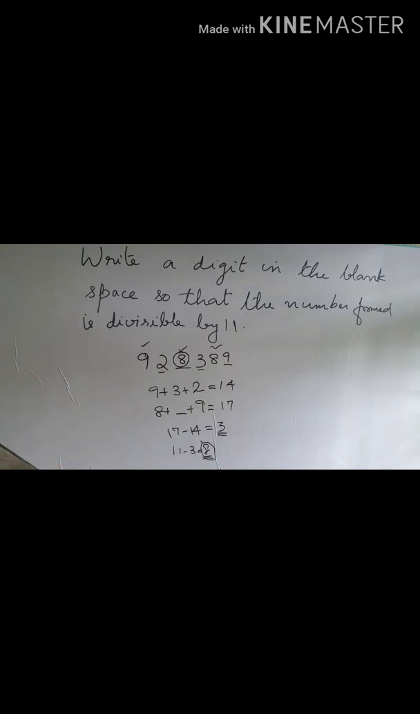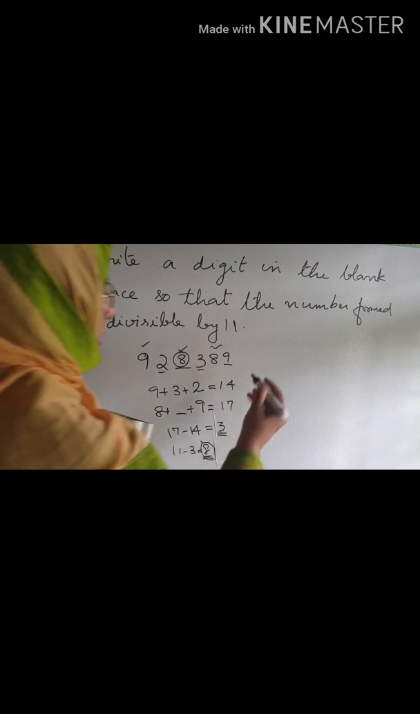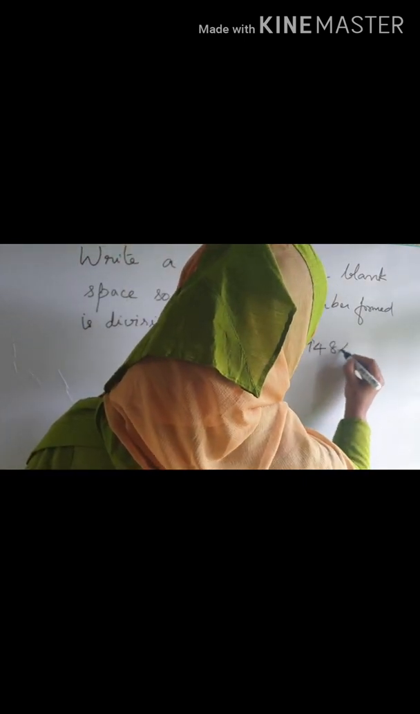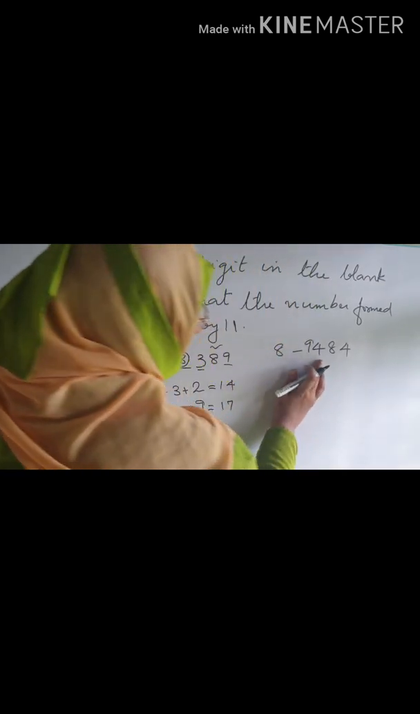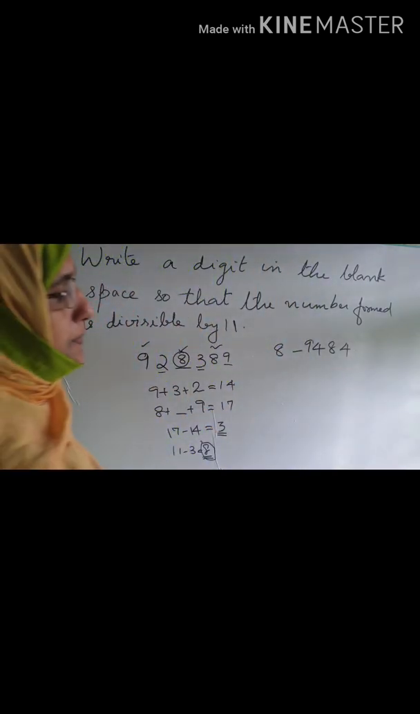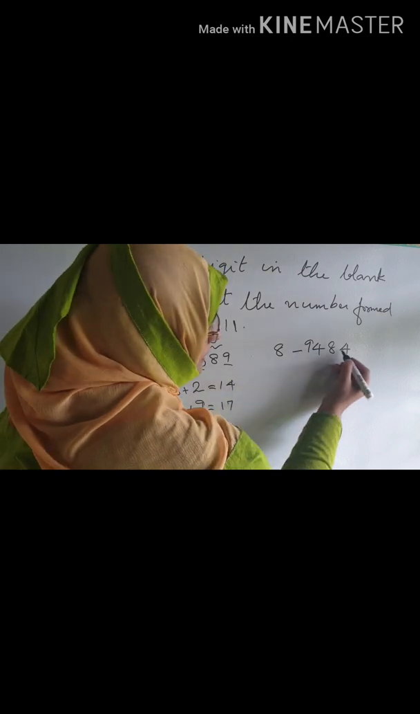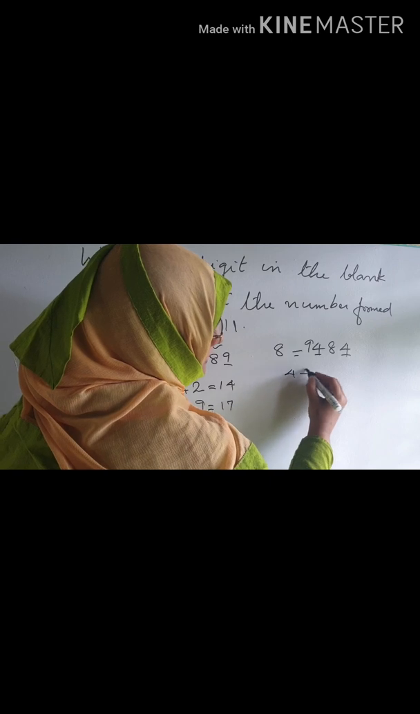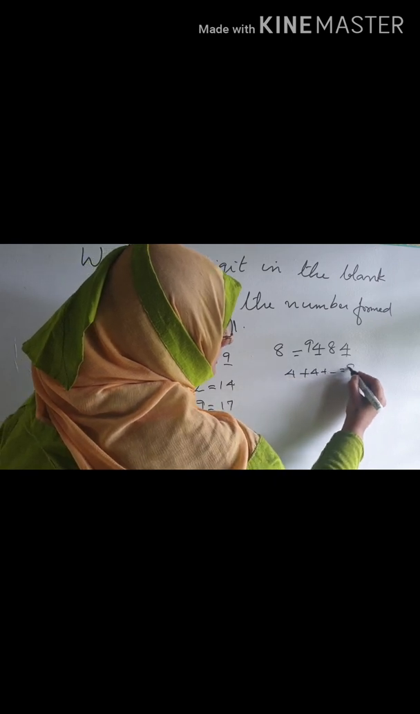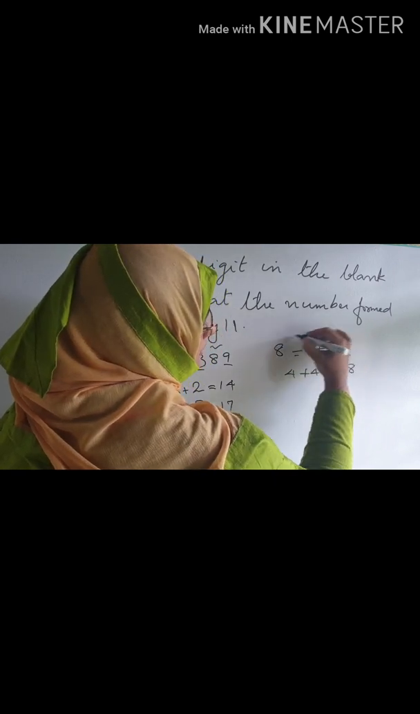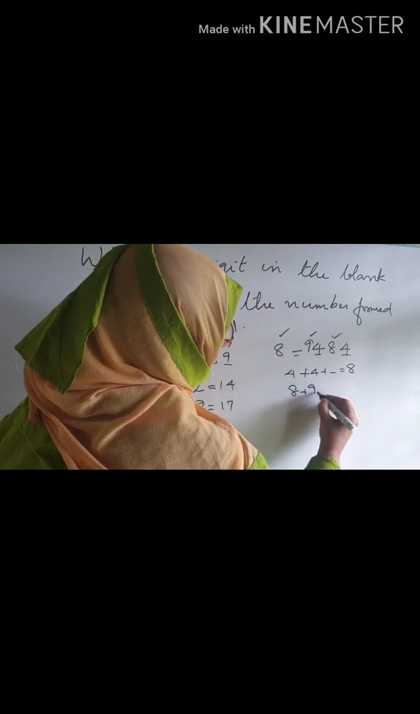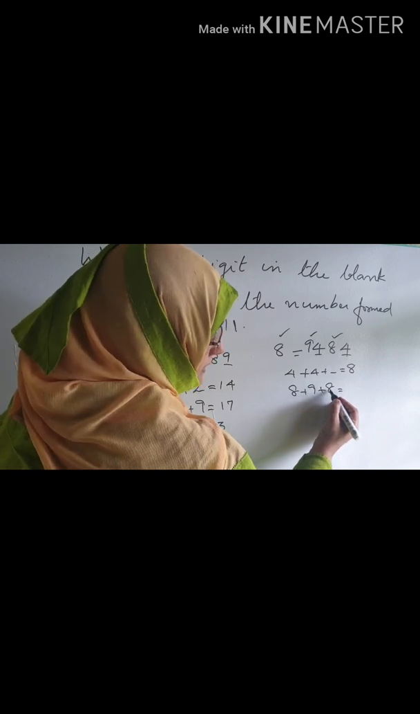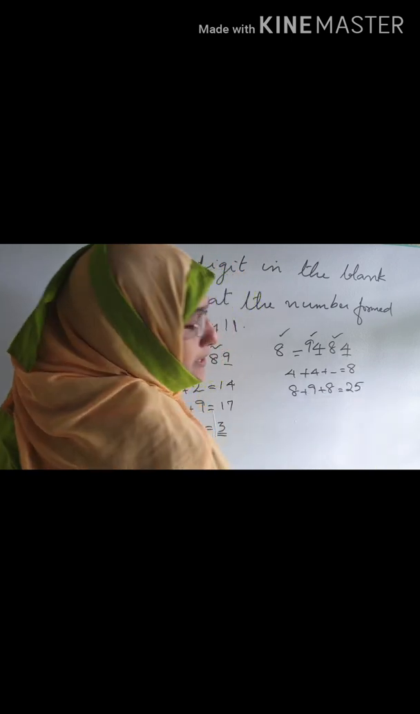Now, I will give another example. 8 dash 9484. Okay, 8 dash 9484. What will you do? Start from the right side, alternate numbers. 4 plus 4 plus dash, that is 8. Then the other ones, 8, 9, 8. 8 plus 9, 17. 17 plus 8, 25.